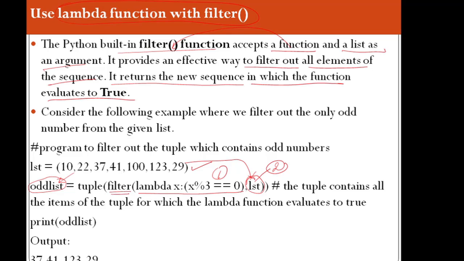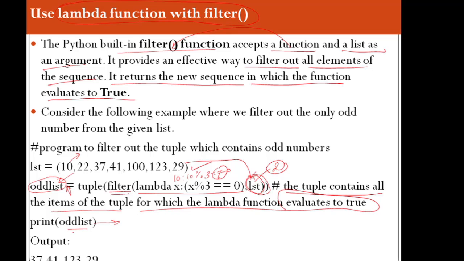So how it is doing this is, it is picking each element of this list. It will pick 10 over here and apply this lambda function: 10 percentage 3 double equal to 0. So it will check whether this 10 is a multiple of 3 or not. If it is a multiple of 3, it will return it back to this odd list. Otherwise, it will not include it. So the result contains all the items of the list for which the lambda function evaluates to true.